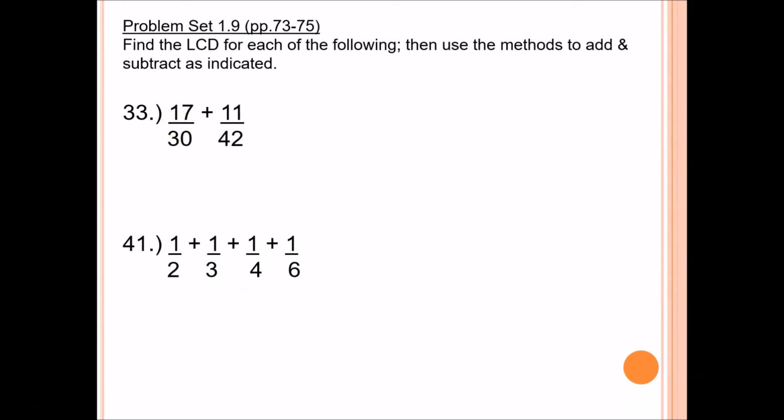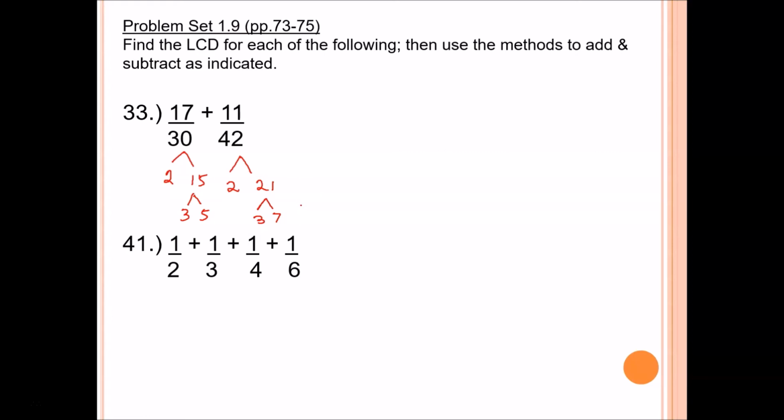Now let's try a more complicated set of fractions. Number 33, 17 over 30 plus 11 over 42. Now help me find the LCD of 30 and 42. Okay, bigger numbers, so let's try to use prime factorization this time. Let's list down the prime factors of 30. 30 is simply 2 times 15, right? And 15 is 3 times 5. While 42, we can break into 2 times 21, and 21 is 3 times 7.